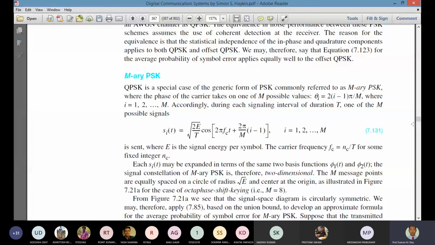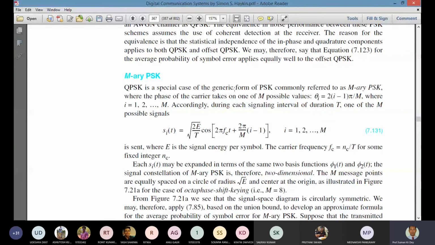Now we'll discuss the M-ary PSK. M-ary PSK, what is that? Normally, when we discuss BPSK, that means this is 2-ary, and QPSK is 4. So now if we want to generalize the PSK in terms of M-ary, what should be the possible value of M?